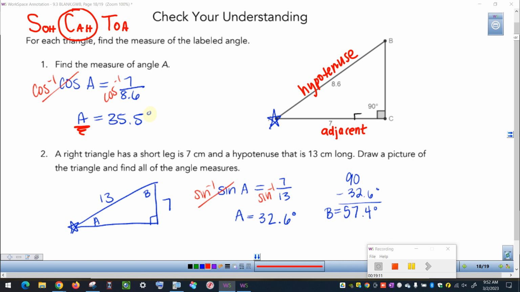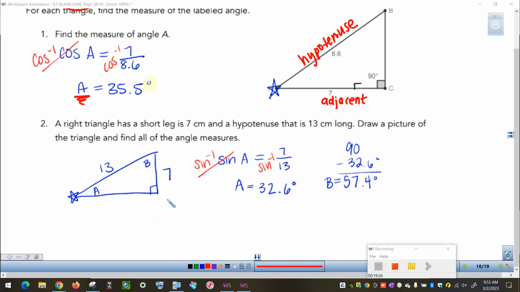All right, let's take a look at number 2. So a triangle has a short leg that's 7 centimeters, a hypotenuse that's 13. We're going to draw a picture of the triangle, and we're going to find all the angle measures. So you can see the picture here drawn with that short leg of 7, the hypotenuse of 13. And I just started with this angle here in the lower left.